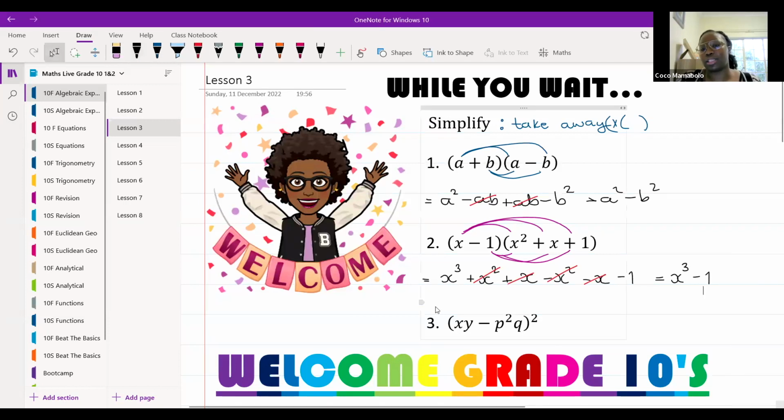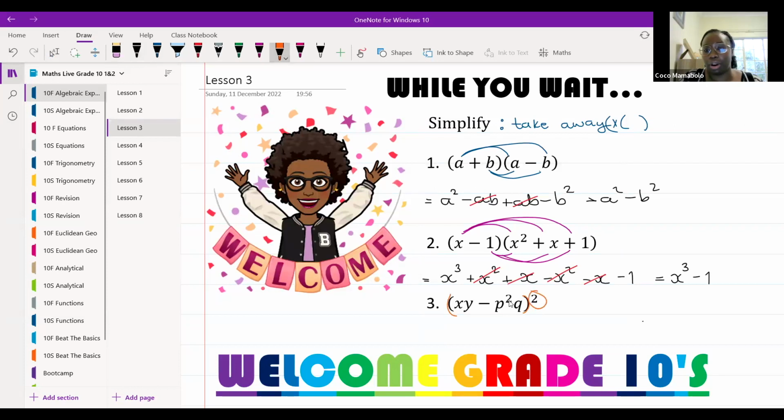All right, and I'm going to ask in the comments quickly, when we see a question that looks like this last one over here, where we have this whole thing over here to the power of 2, what does that tell us about the bracket? What do we need to do with this bracket that we've been given down here? Anybody want to venture? You can pop your answer in the chat if you'd like.